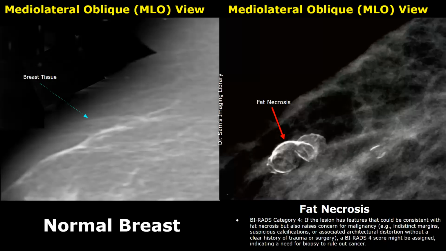If a lesion has irregular borders or suspicious calcifications such as microcalcifications, or if there is any associated architectural distortion without a history of breast trauma or surgery, a BI-RADS 4 category is given. A biopsy is recommended to rule out malignancy if such features are found.